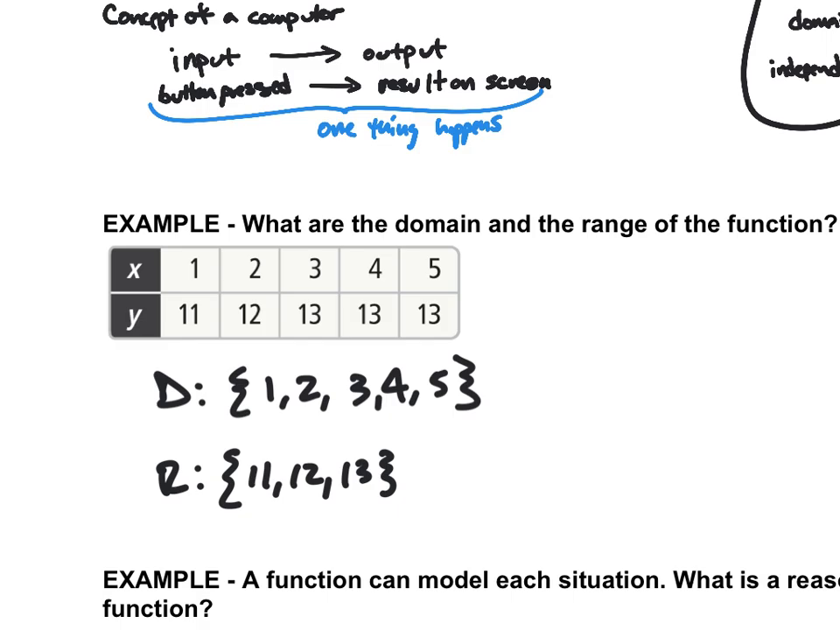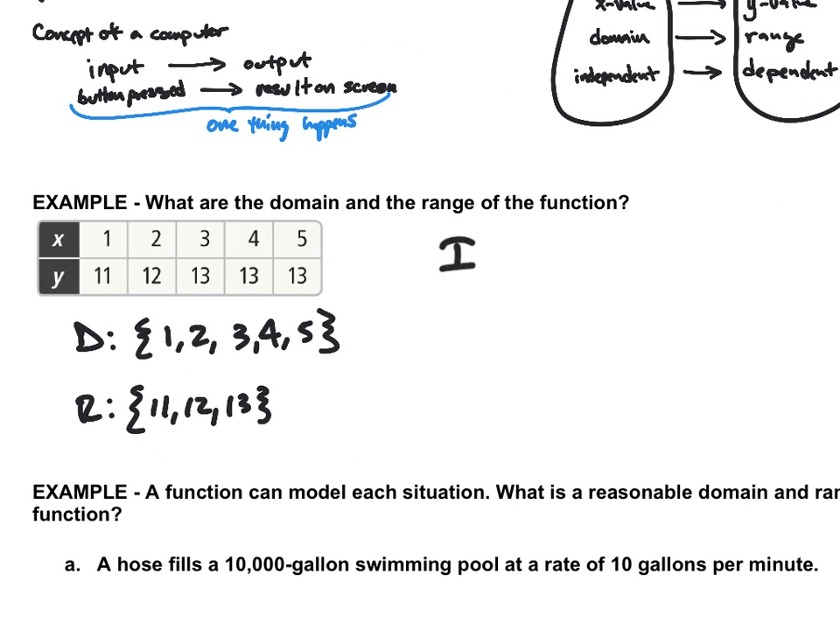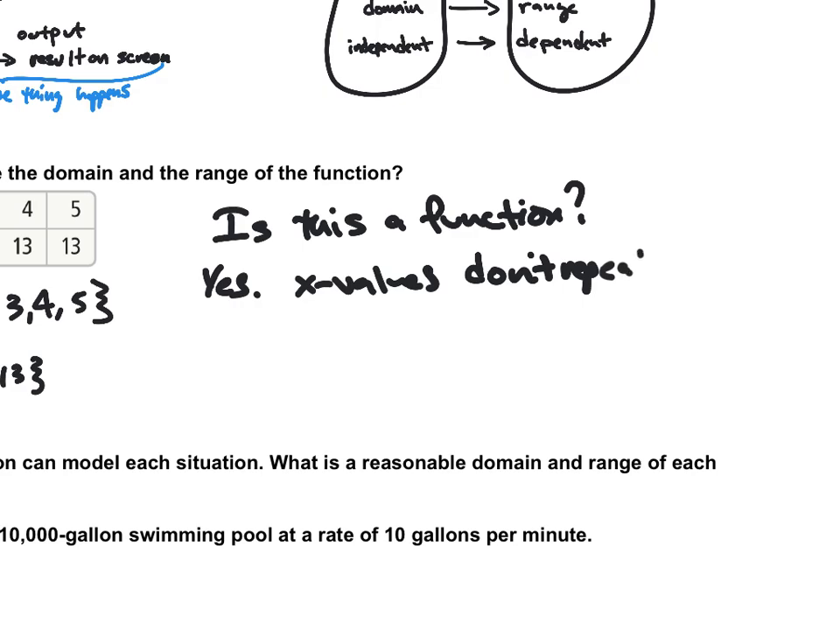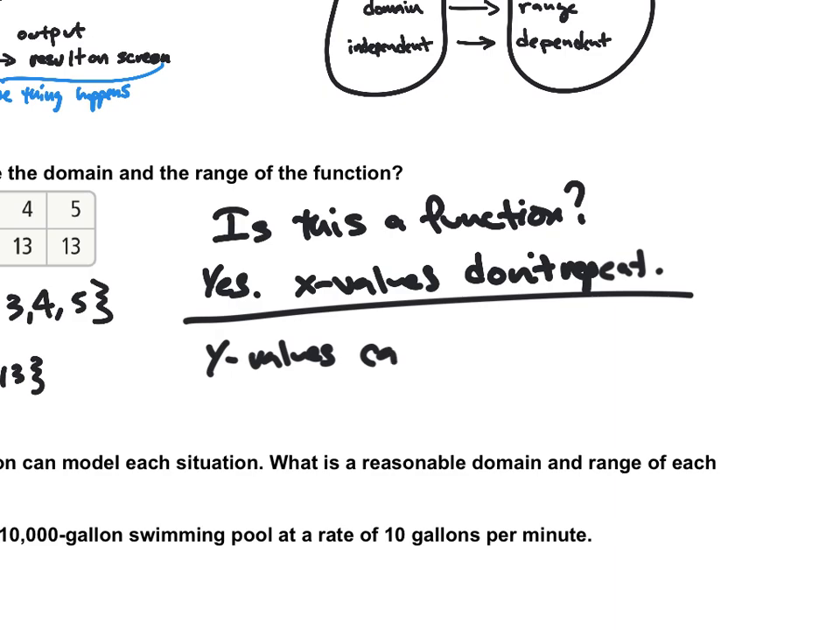Now, the thing of it is that what we want to figure out is, is this a function? All right, that's the question that we ask ourselves. And so the thing that you have to understand is, does each x value correspond to exactly one y value? And so in this case, yes. And the reason is because the x values don't repeat. All right. The y values can repeat. All right. So what we can say is that the y values can repeat.